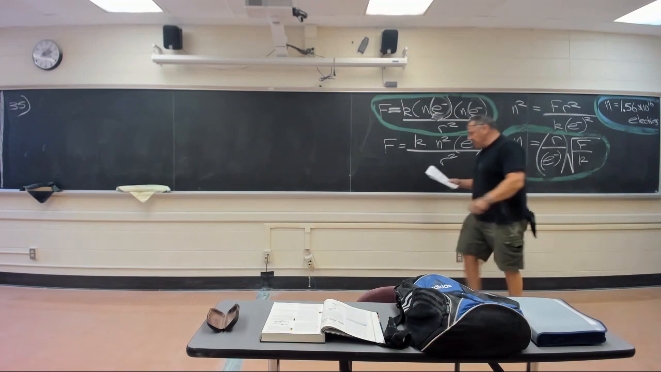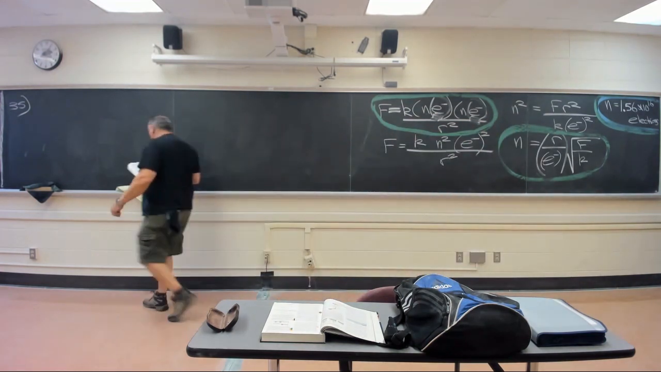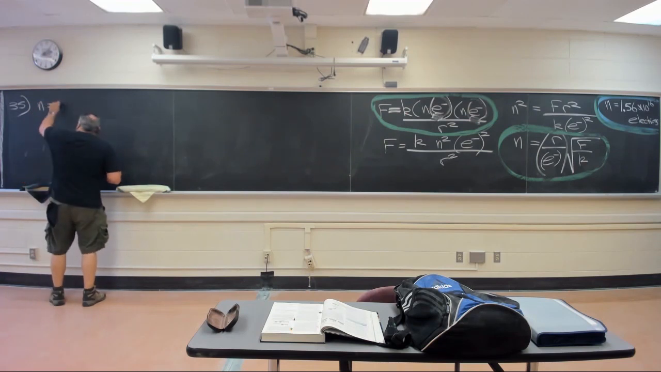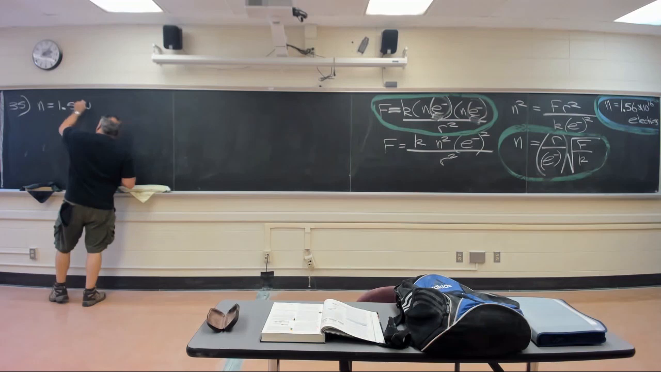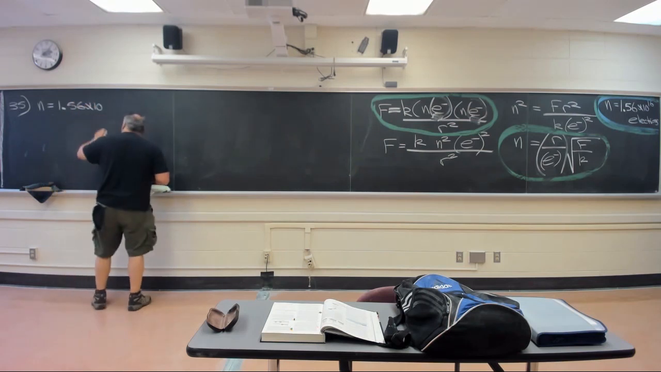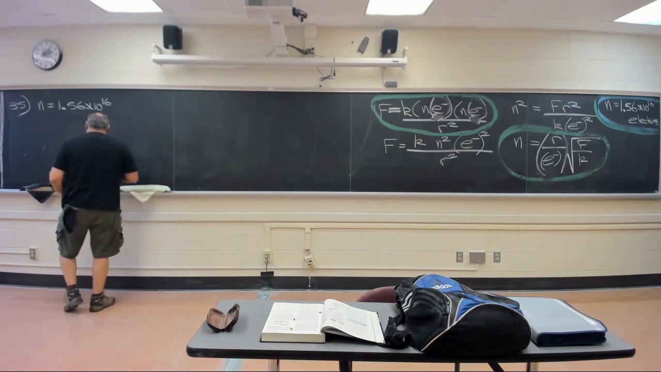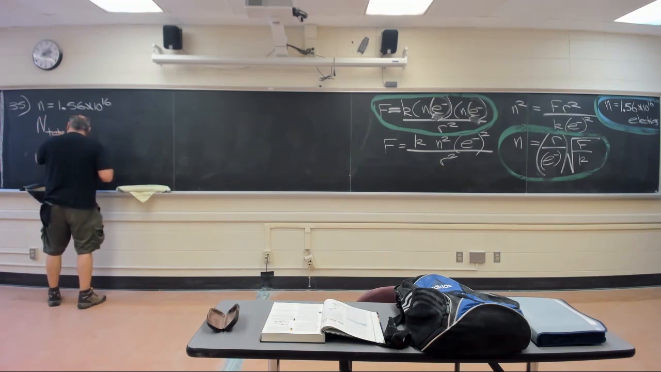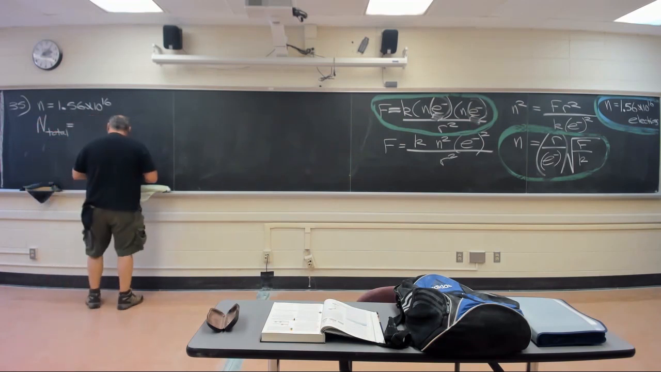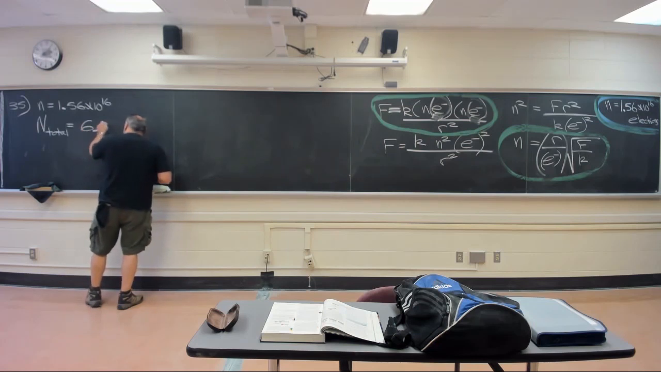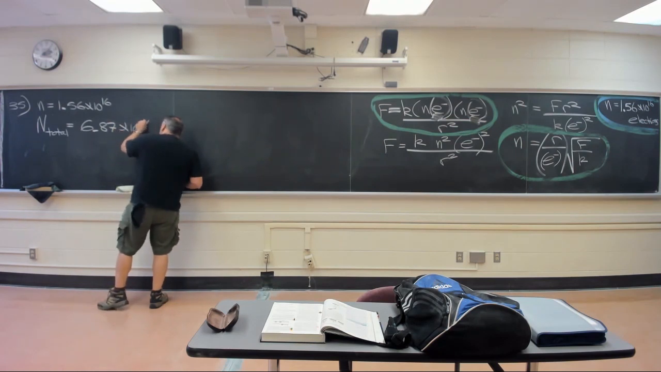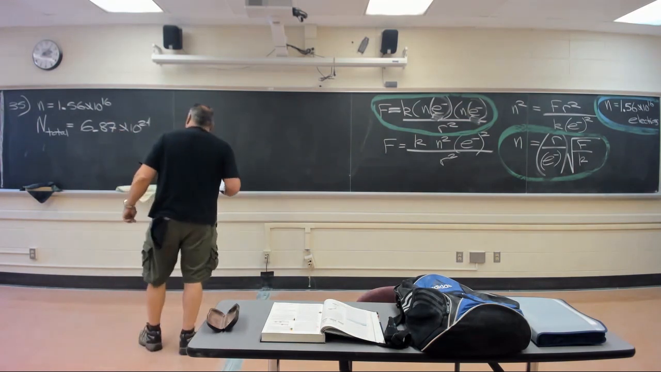1.56 times 10 to the 16th electrons, and big N total on each one was 6.87 times 10 to the 24th.